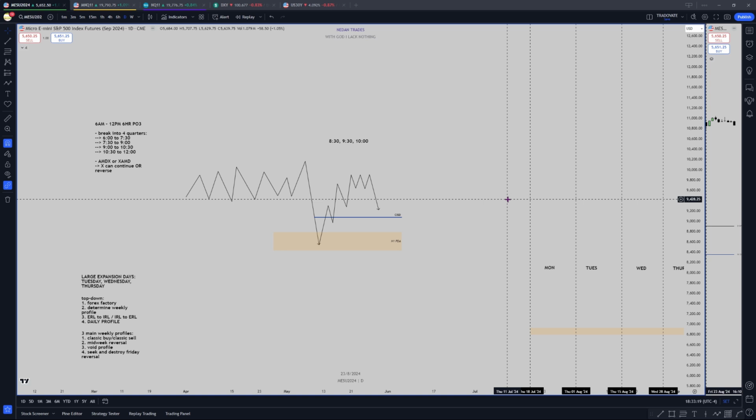Yeah, 10 o'clock can also manipulate. So 10 o'clock's manipulation would be the start of a reversal or a continuation.